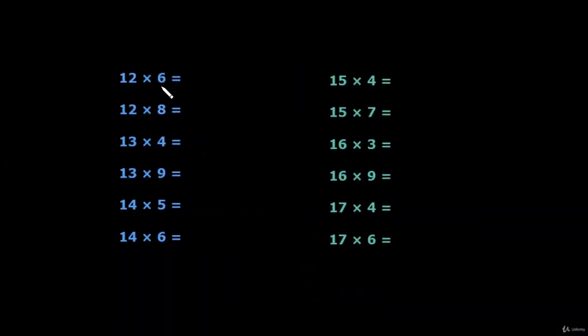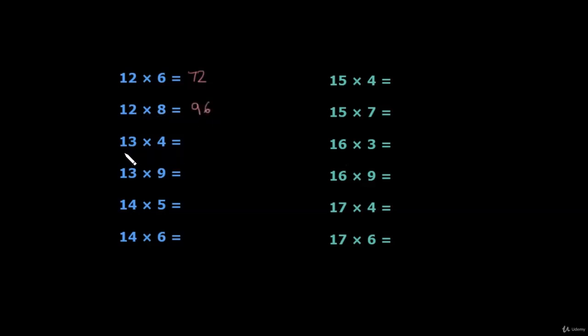Now here we have to write 12 times 6. We will multiply this 6 by 1, but the place value of this 1 is 10. So 6 times 10 is 60 plus 6 times 2, that is 12. 60 plus 12. The answer is 72. Similarly, 8 times 10 is 80 and 8 times 2 is 16. 80 plus 16. The answer becomes 96.